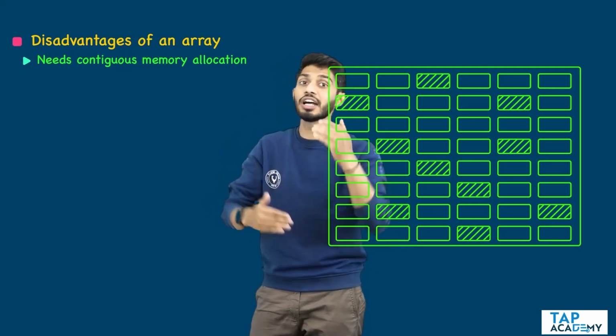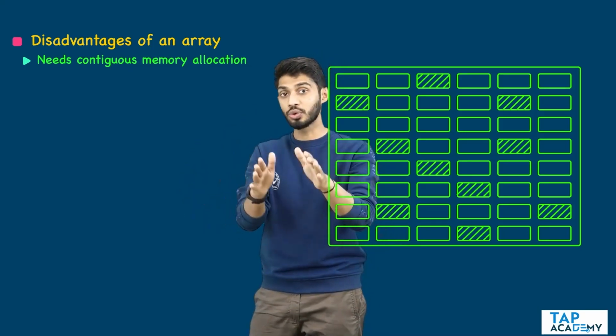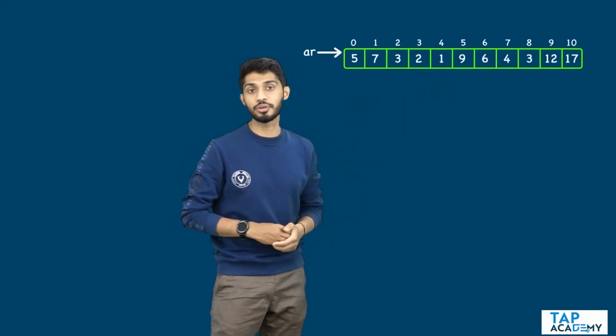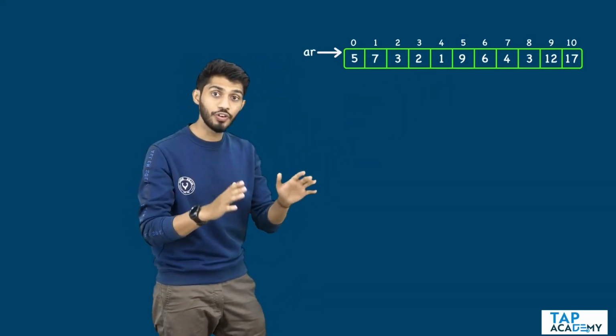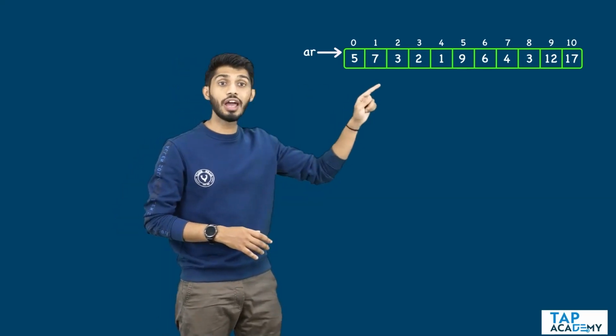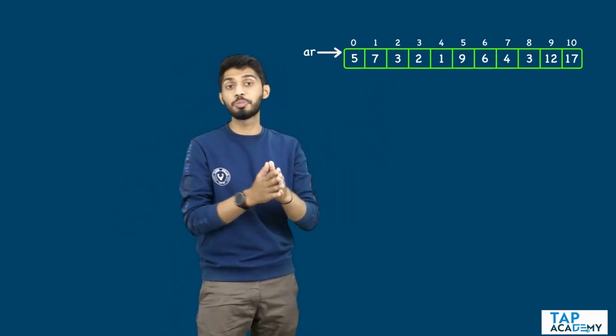Now there are certain other disadvantages as well. To take up those other disadvantages, let me just remove this memory and bring this array over here. In case of an array or a list, what usually happens is that the memory whatever you are allocating is predefined.